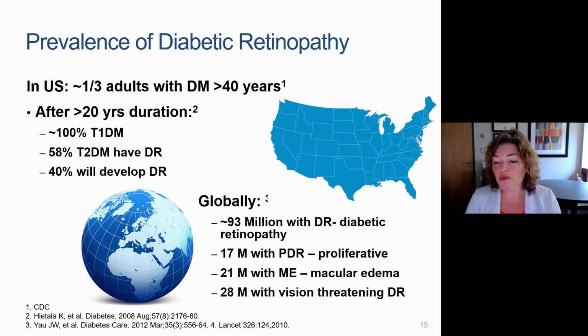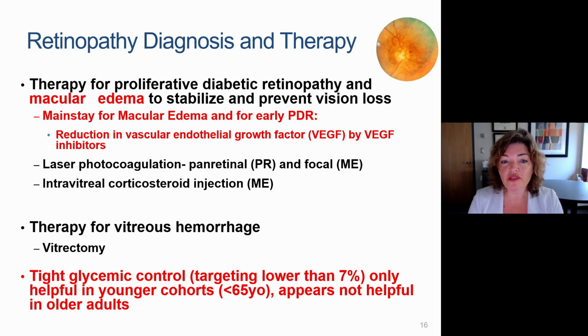And we consider macular edema diabetic retinopathy. The other categories are proliferative, which is the highest risk for vision loss, and non-proliferative. Patients are in the best shape when they have mild non-proliferative diabetic retinopathy. Those are patients for whom we can intervene with glycemic control, blood pressure control, and lipid management with the most effectiveness.